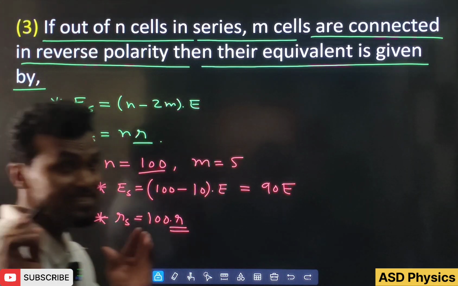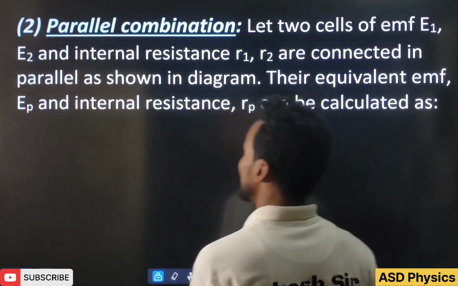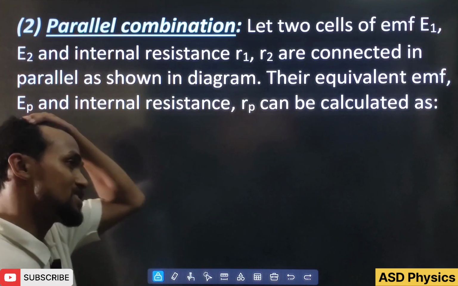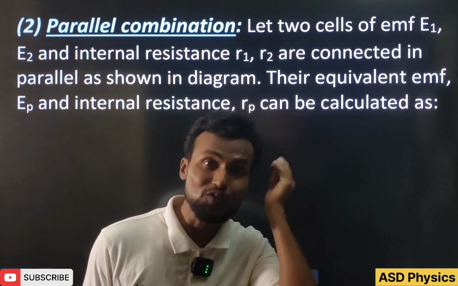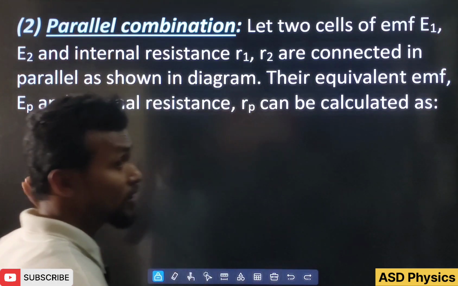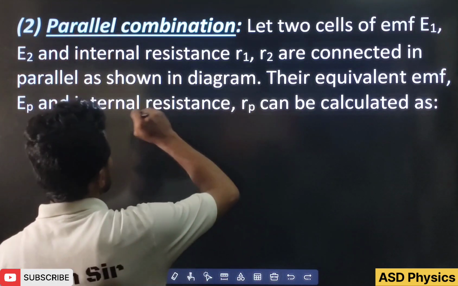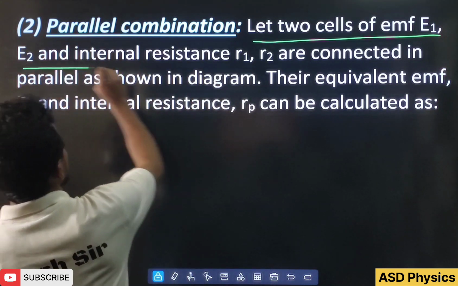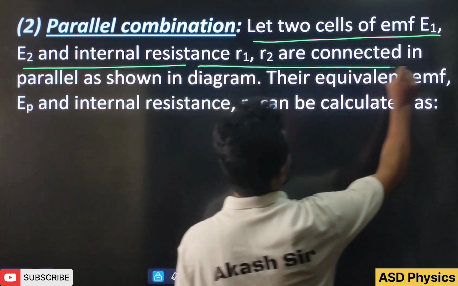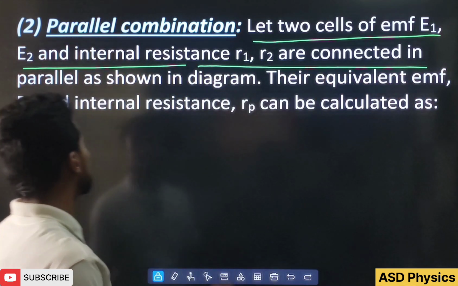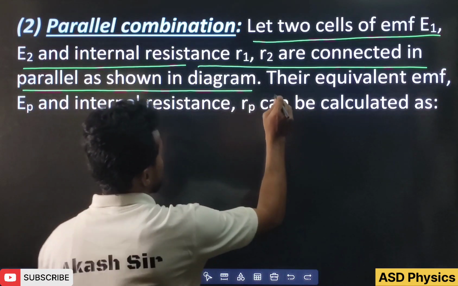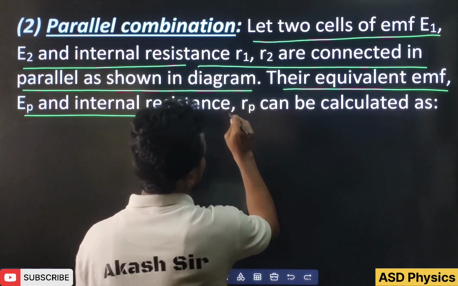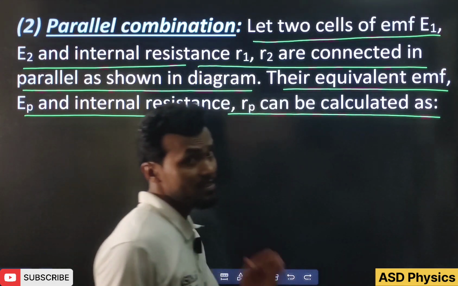Great. Now students, we are going to see the parallel combination. Series combination we have learned very well. Now the parallel combination: derivations are very important for this. So see, parallel combination. Let two cells of EMF E1, E2 and internal resistance r1, r2 be connected in parallel as shown in the diagram. Their equivalent EMF and internal resistance can be calculated as follows.